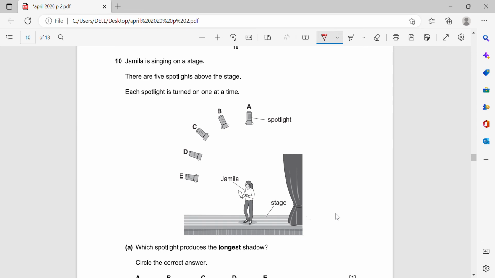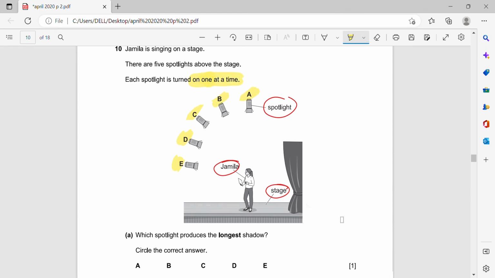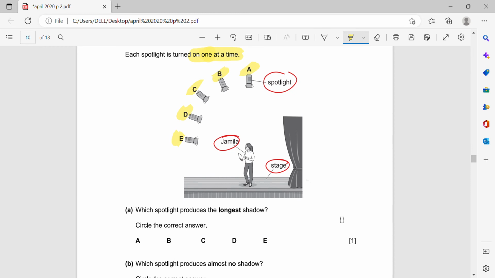The next question, number 10. Jamil is singing on a stage. There are 5 spotlights above the stage. I have here the stage, and Jamil is singing, and we have spotlights A, B, C, D, and E. Each spotlight is turned on one at a time. يعني مش كلهم مرة واحدة بيشغلوا one at a time. طيب. Which spotlight produces the longest shadow?